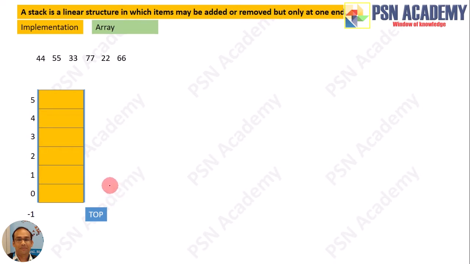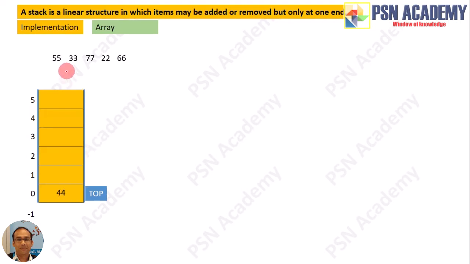Now before insertion, or before pushing an item into a stack, we have learned that we should increment the top first, then the item is to be stored where the top is actually standing. Here you see that the top is standing at the 0th index. So that is why the 44 has been placed in the 0th cell of this array.